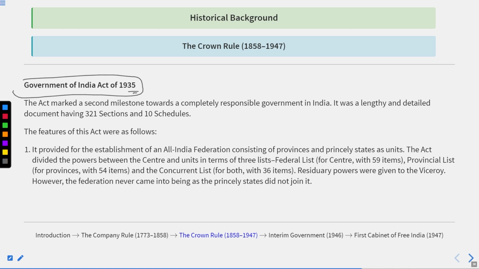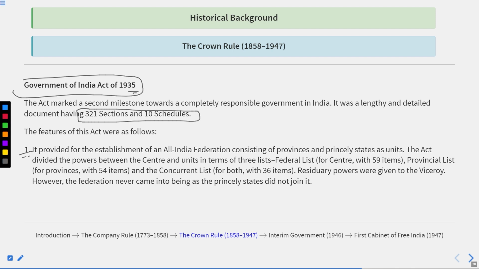The Act marked a second milestone towards a completely responsible government in India. It was a lengthy and detailed document having 321 sections and 10 schedules. It provided for the establishment of an All India Federation consisting of provinces and princely states as units. It means the center and the provinces were, for the first time, defined clearly.